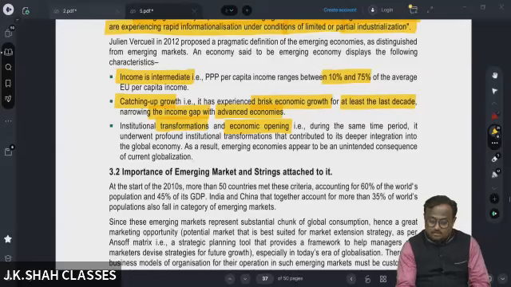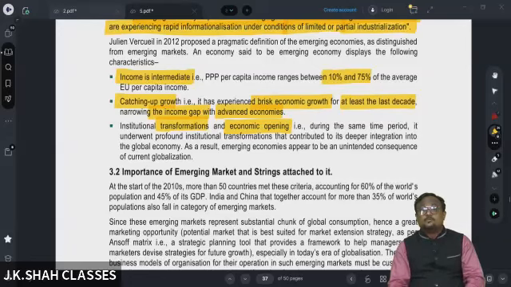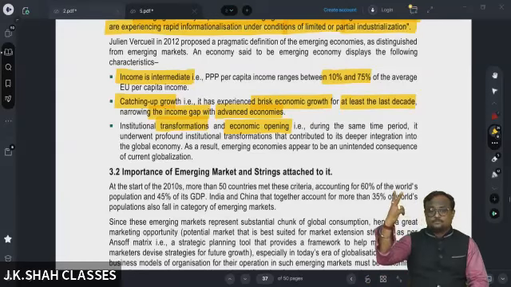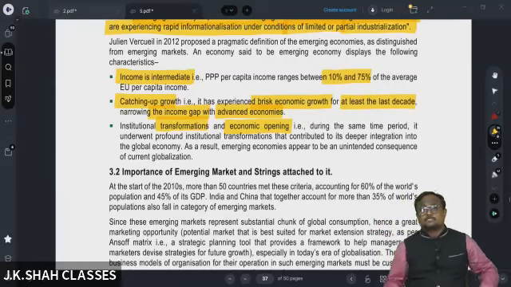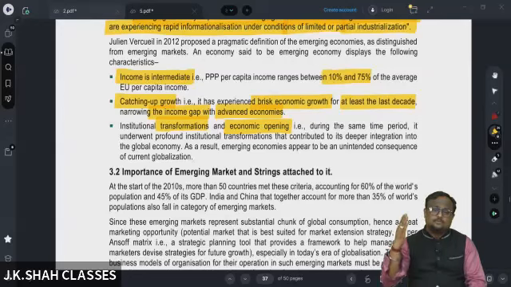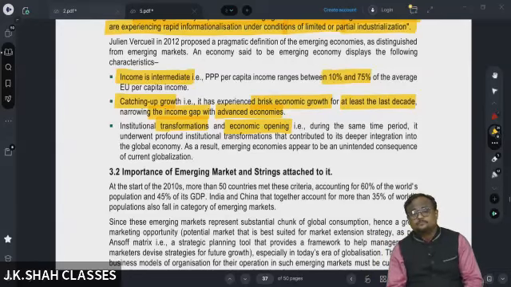Institutional transformations and economic opening. This is what we have been observing in India. निफ्टी किधर जा रहा है देखा, मार्केट कहाँ जा रहा है देखा. Two wars, रशिया यूक्रेन, इजराइल पैलेस्टाइन. रशिया यूक्रेन का एटलीस्ट एक वीक तक इम्पैक्ट था. इजराइल का फर्क भी नहीं पड़ा. एक थोड़ा सा डाउन गया, then it came back, and now it is reaching new heights.